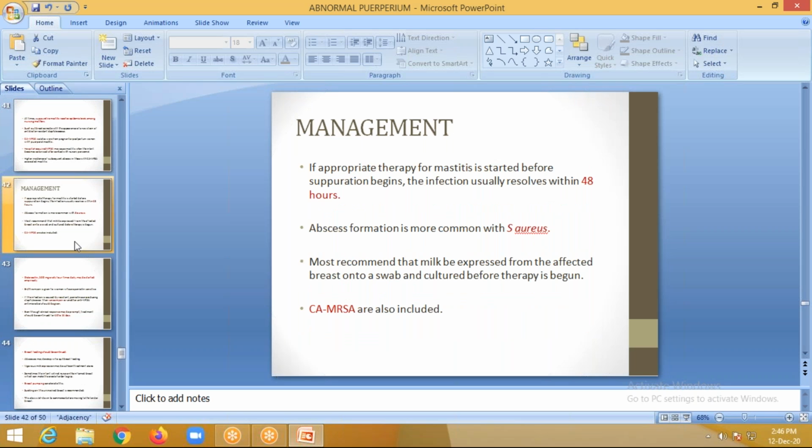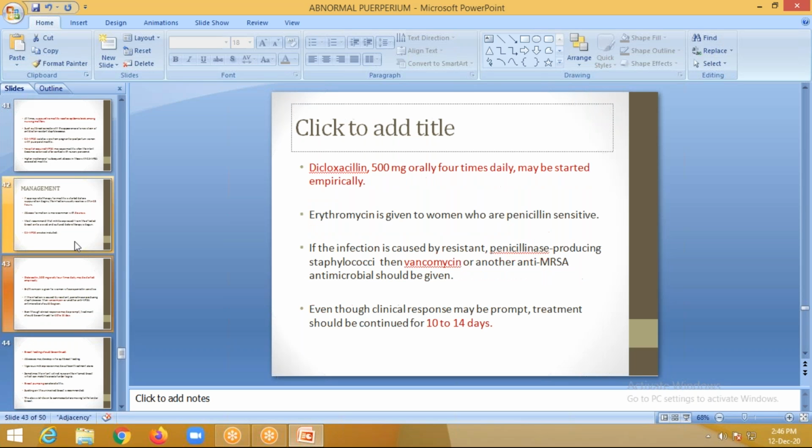Coming to management, if appropriate therapy for mastitis is started before suppuration begins, the infection usually resolves within 48 hours. Abscess formation is more common with Staph aureus. It is recommended that milk be expressed from the affected breast onto a swab and cultured before therapy is begun. Doxycycline 500 mg orally 4 times daily may be started empirically. Erythromycin is given to women who are penicillin sensitive. If the infection is caused by resistant penicillin-producing staphylococcus, vancomycin or other anti-MRSA antimicrobials should be given.